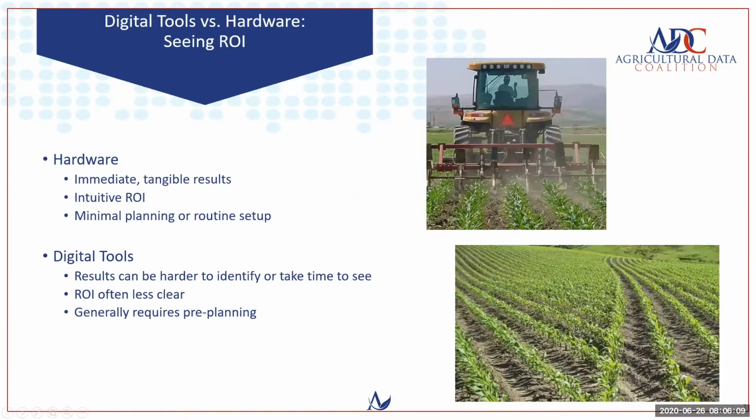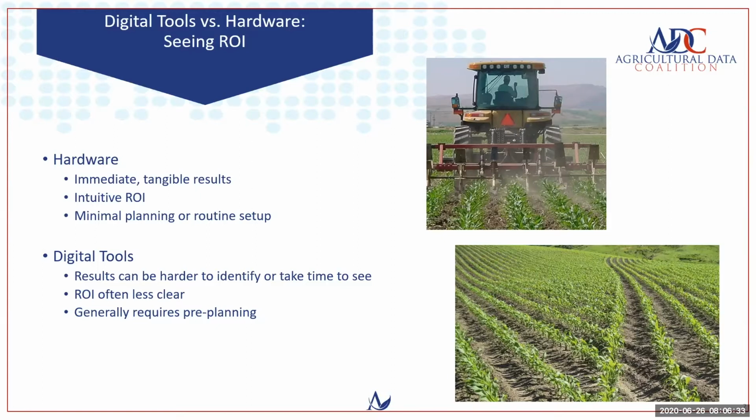So to start off with, I wanted to define a little bit what digital tools are and why there's more questions about how you see a return on the investment with a digital tool versus what I'd call more of a hardware system. In the pictures here, you can see a GPS steering system or section control. That's kind of what I'm including in the hardware, where it's pretty immediate and you can see tangible results.